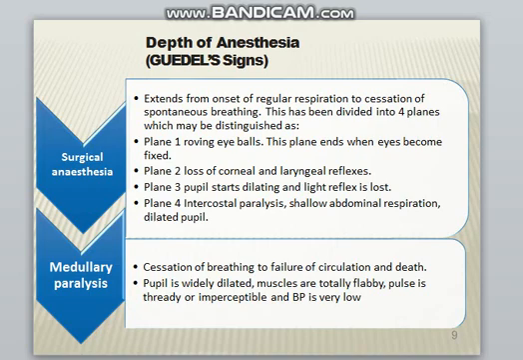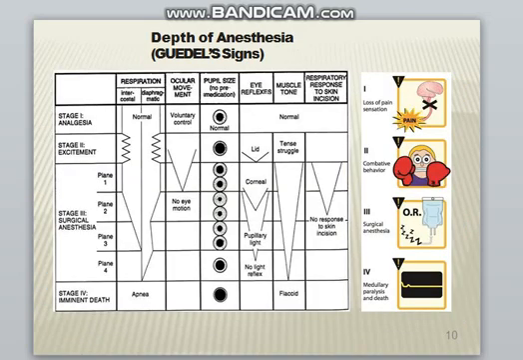The next stage is medullary paralysis. It extends from the cessation of breathing to failure of the circulation and death. The pupil is widely dilated and the muscles are totally flabby. The pulse is thready or imperceptible, and most importantly in this stage, the blood pressure is very low.